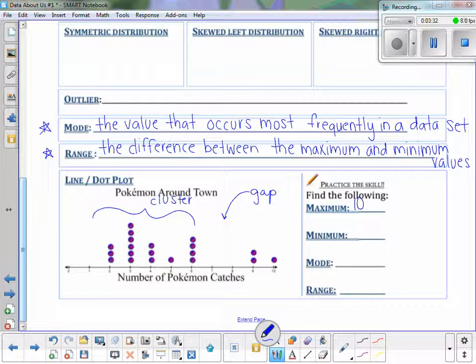So this on the bottom is the number of Pokemon catches, and then these balls are showing the frequency, or how many times that has happened. Now the minimum in our data set is 2. Now don't be tricked. Even though we have a 0 here, that is not the minimum value. The minimum place where we have a piece of data is on 2.